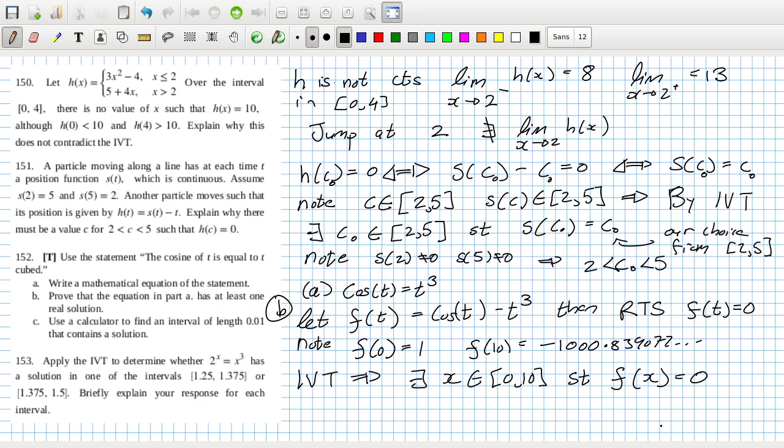Use a calculator to find an interval of length 0.01 that contains a solution. Okay, so now I definitely need to use some software. So we know the answer is somewhere between 0 and 10. We want to do a little bit better than that.